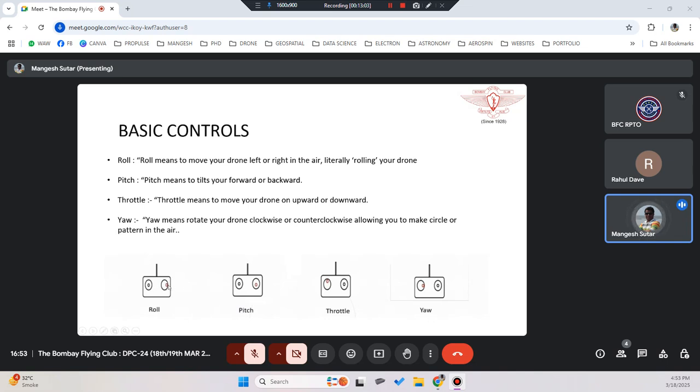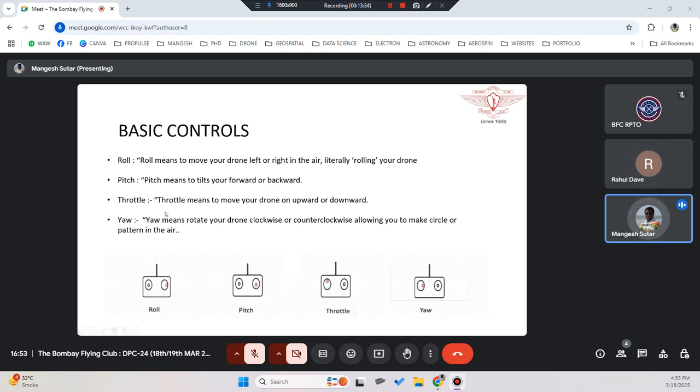As you move the stick to the right side, you will perform a roll right, meaning you will bank to the right. When you say roll left, you move this stick to this side and you will have roll left. Like this you have pitch: the same stick you move up, it will pitch forward, whereas you move the stick back, it will pitch to the back direction, so your drone will come back.